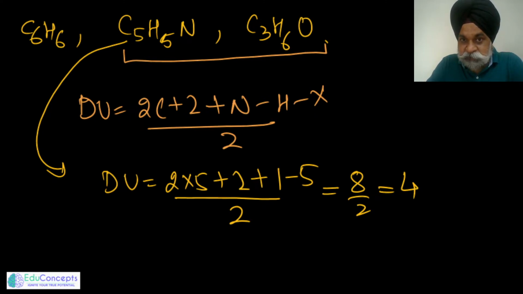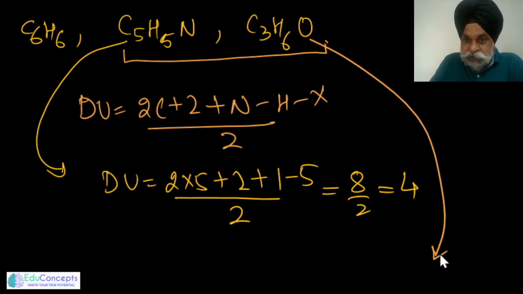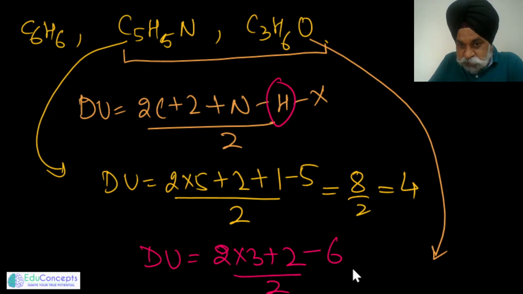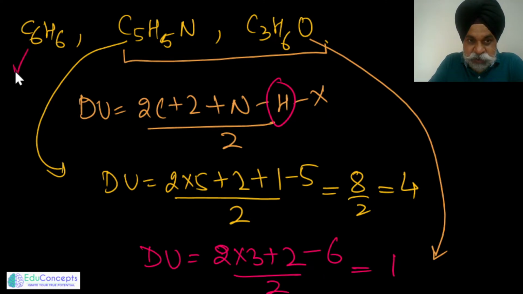Similarly, if I go for this formula for this entity, we would write degree of unsaturation as 2 into 3 plus 2. Now how many oxygen atoms are there? Those are not to be counted. You only have to place the hydrogen atoms. So how many hydrogen atoms does it have? 6 upon 2. So this again would become equal to 1. So the degree of unsaturation comes out to be 1. For this again, if you do it, the degree of unsaturation would come out to be 4. Let me take one more example.